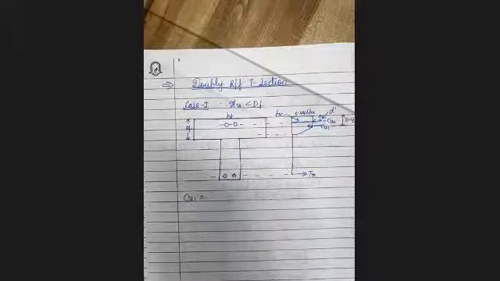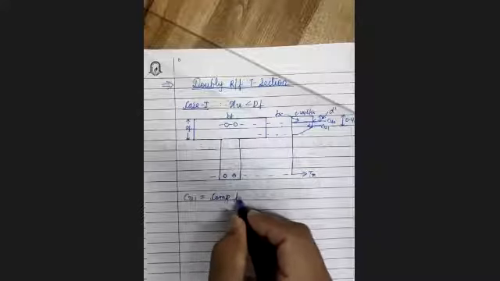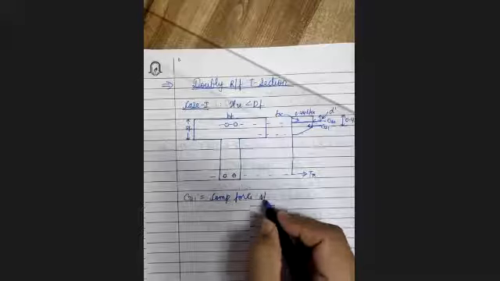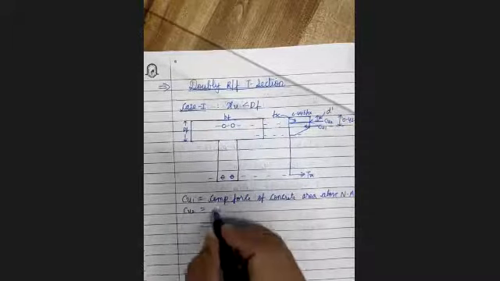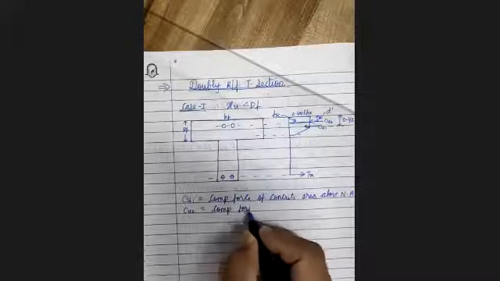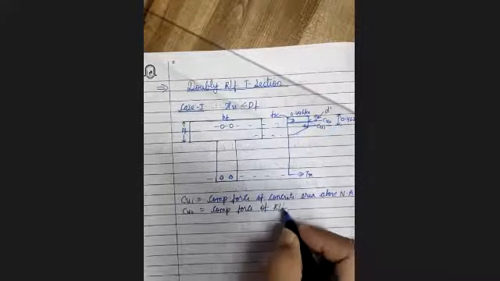Write down where CU1 is the compressive force of the concrete area above the neutral axis, and CU2 is the compressive force of the reinforcement in the compression zone. Okay, so CU1, CU2.